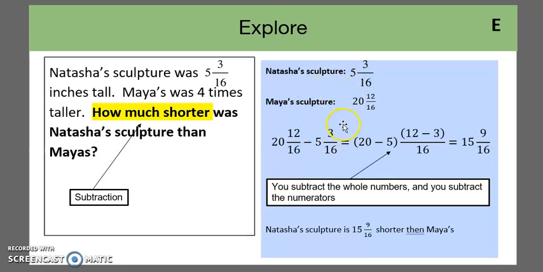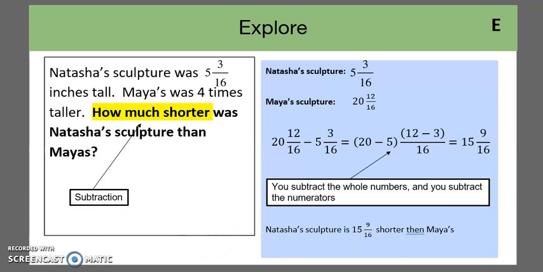In case we're having trouble subtracting fractions, you subtract the whole numbers and you subtract the numerators. Here, 20 and 5 are our whole numbers, and 12 and 3 are our numerators. When we do that, we end up getting 15 9/16 as our answer. And our final answer would be Natasha's sculpture is 15 9/16 inches shorter than Maya's.